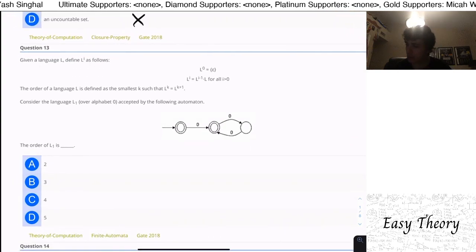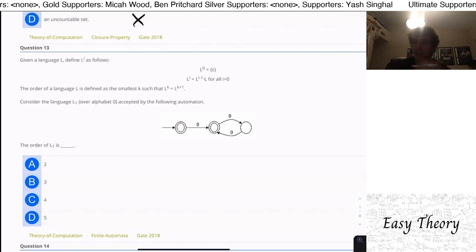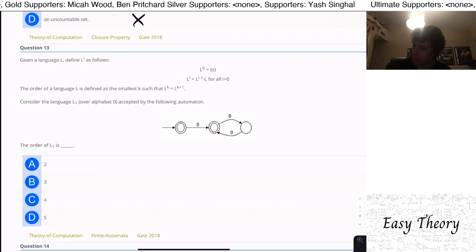This is the one that we actually just did in office hours earlier today, believe it or not. So this is actually a very interesting question, which is we're going to define L to the i as being, it's kind of like the star operator, where L to the 0 is the empty string, and L to the i just means i concatenations of L with itself. And the order of a language is the minimum k such that if you concatenate L again, you're not going to get anything different.